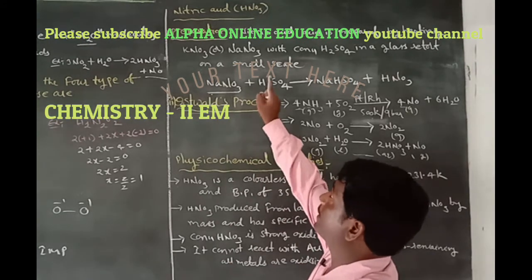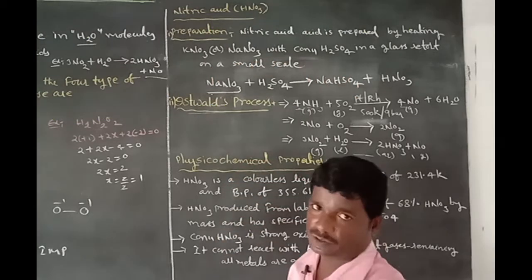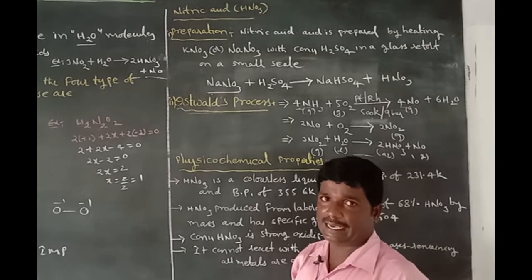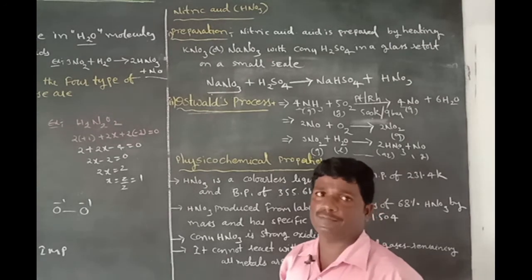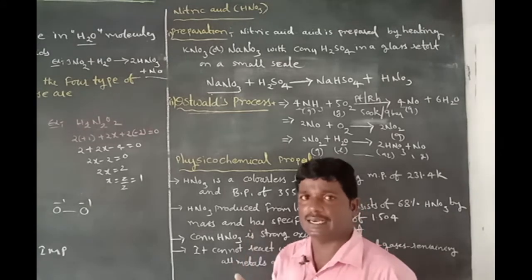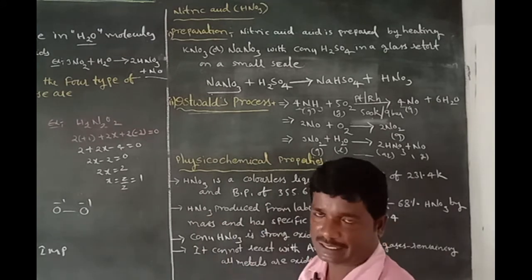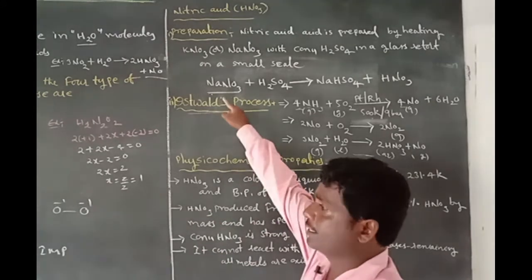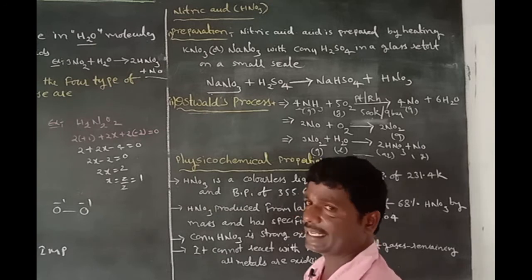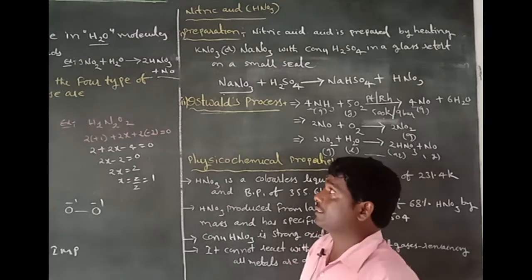Next is the preparation of nitric acid. Nitric acid has the general formula HNO3. Nitric acid is prepared by two methods: the first is the laboratory method, and the second is the Ostwald process. The first method is the laboratory method of preparing nitric acid.